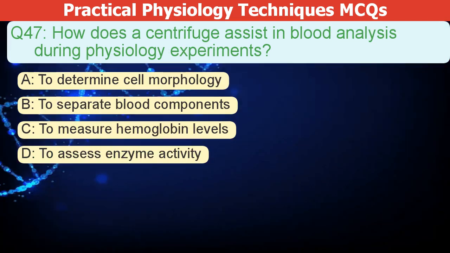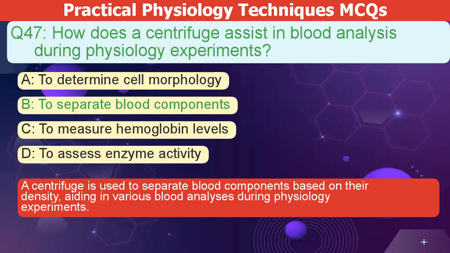How does a centrifuge assist in blood analysis during physiology experiments? A. To determine cell morphology. B. To separate blood components. C. To measure hemoglobin levels. D. To assess enzyme activity. The correct answer is B. A centrifuge is used to separate blood components based on their density, aiding in various blood analyses during physiology experiments.